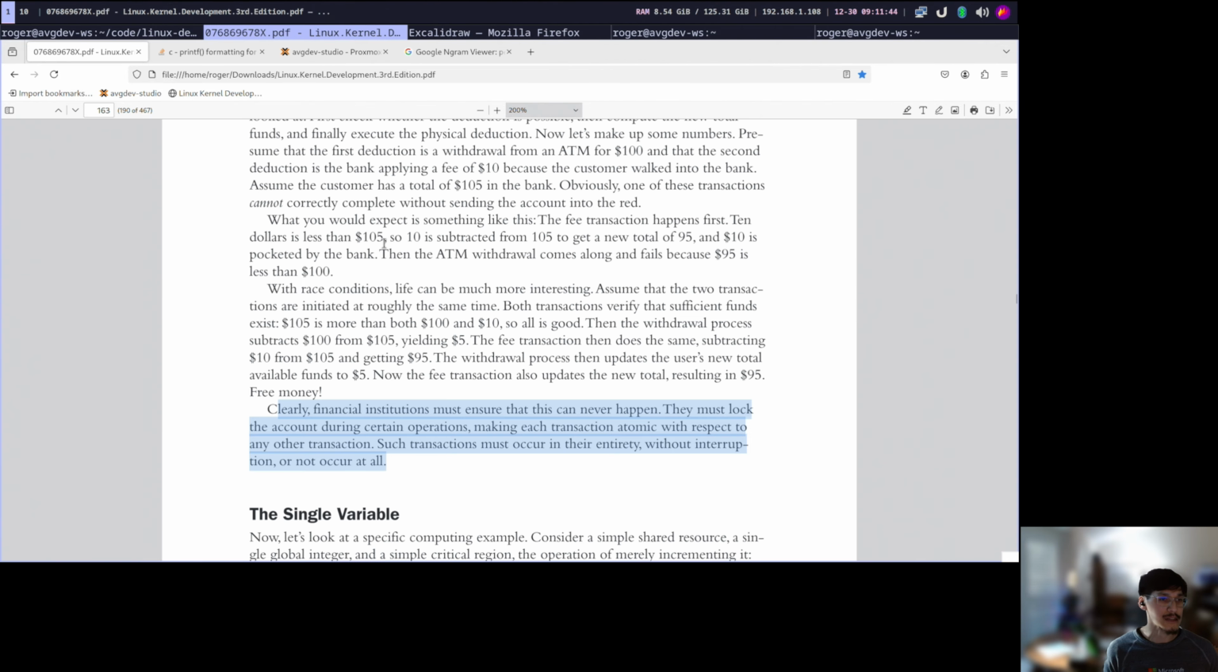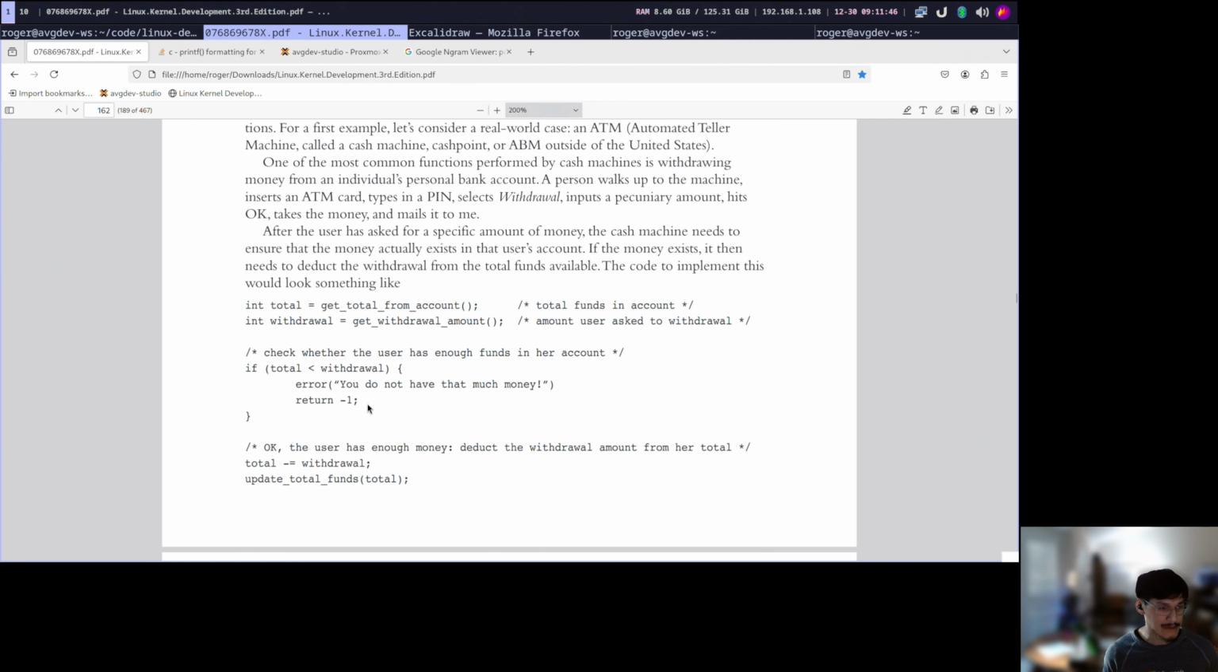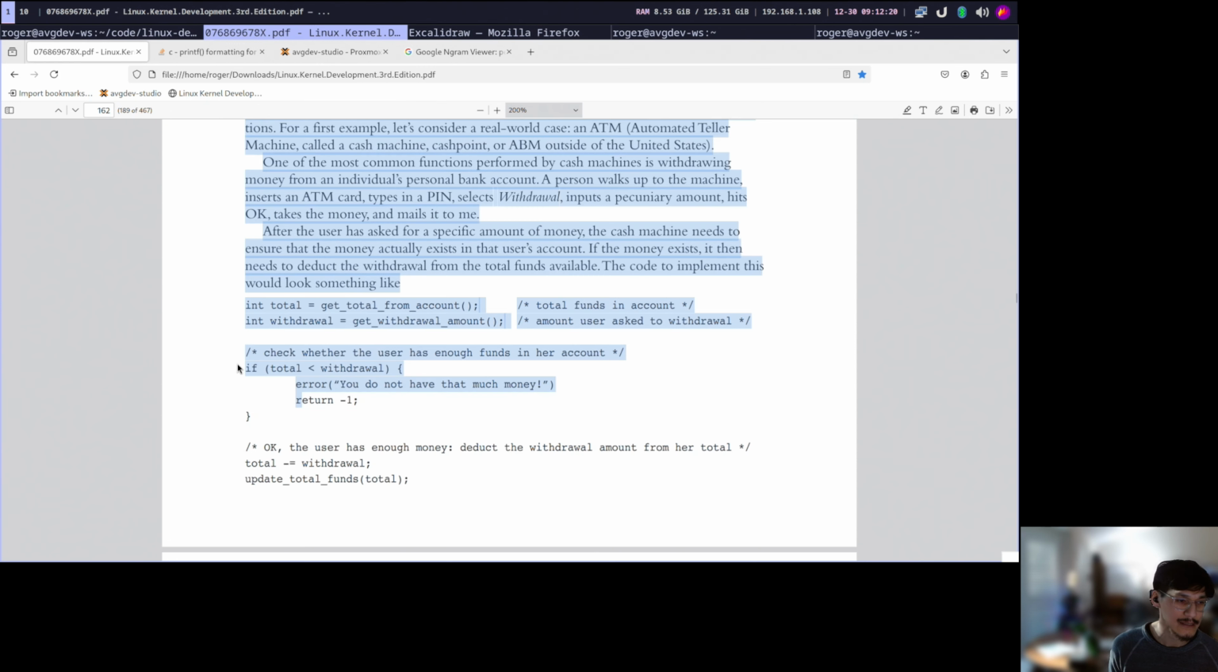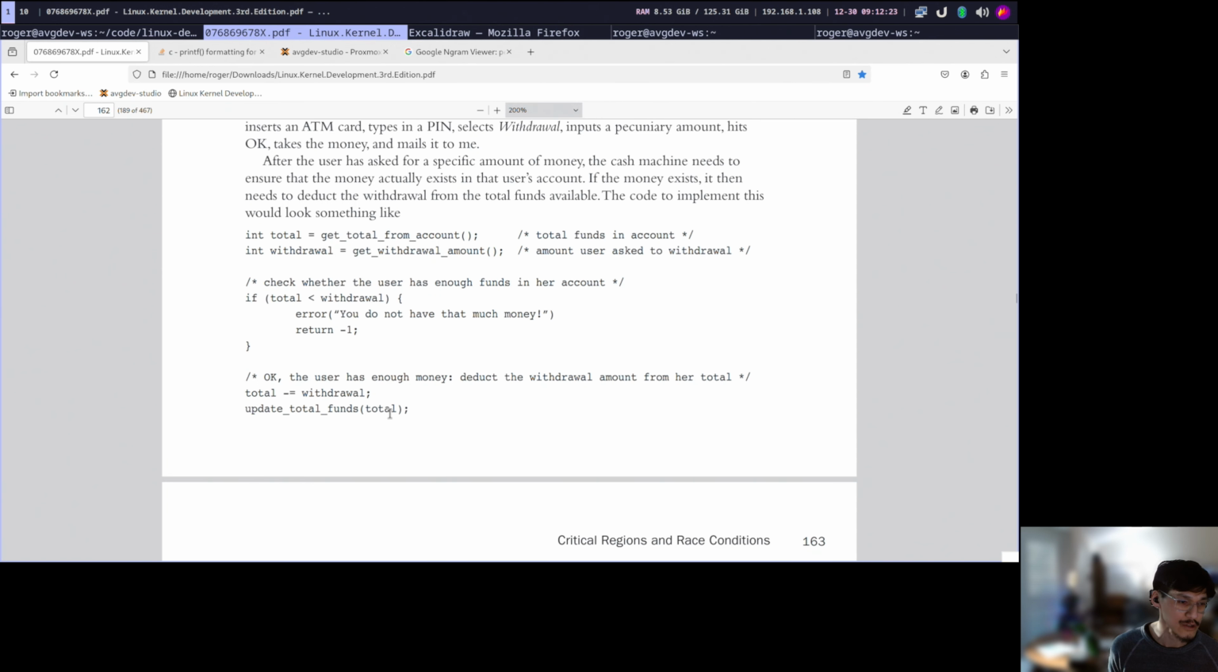So remember that the code was here. This is the code, just for example. We get the total from the account, which is $105, right? And then we specify the amount we want to withdraw, which is 100 or $10. Now, this is where it gets really interesting. Let's not consider this right now. We both know that we both have enough funds. $100 is less than 105, and $10 is less than 105. So let's just simplify this and not consider this. But the interesting one is here.